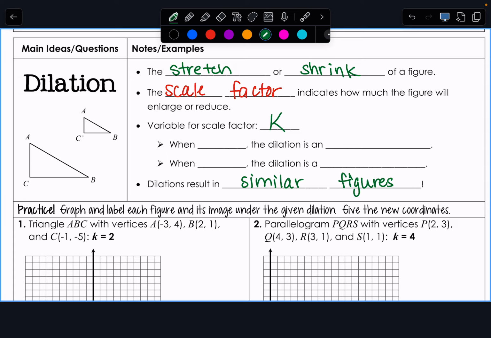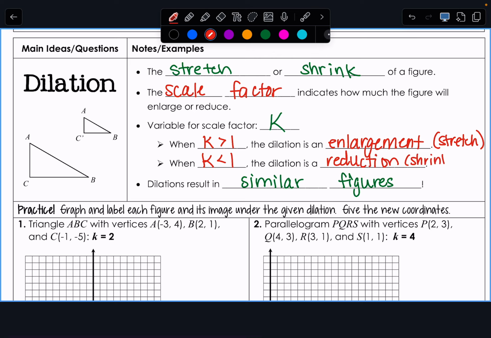Now, we are going to be able to tell if our figure is going to get bigger or smaller based on the scale factor. So what do you think is going to happen when K is a number bigger than 1? Is it going to get bigger or smaller? Bigger. Yeah. So that's called an enlargement, which is a fancy word for it's going to stretch and get bigger. On the opposite end, if K is smaller than 1, then we have the fancy word reduction, which just means it's going to shrink or get smaller.